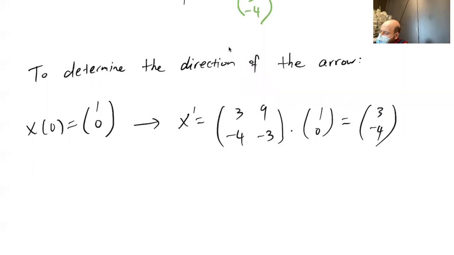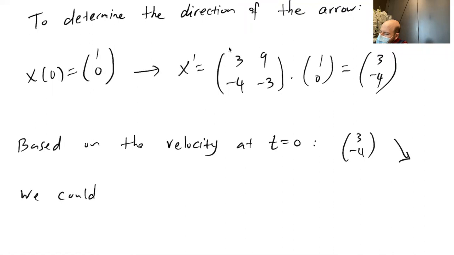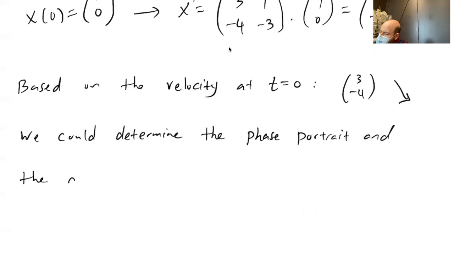So based on the velocity at t equals 0, which is 3 and minus 4, and it's a vector like this, we could determine the phase portrait and the direction of the arrow. See figure above.